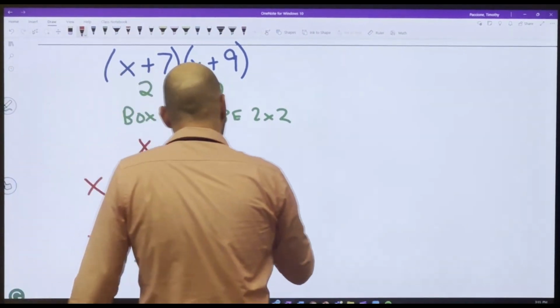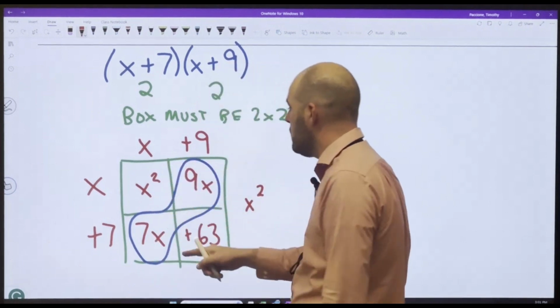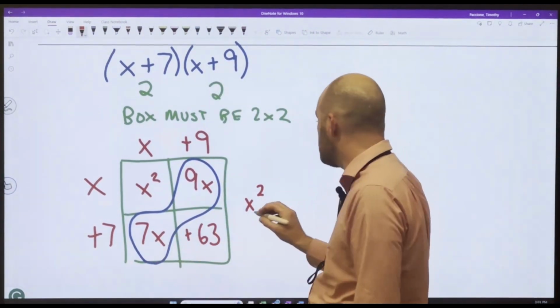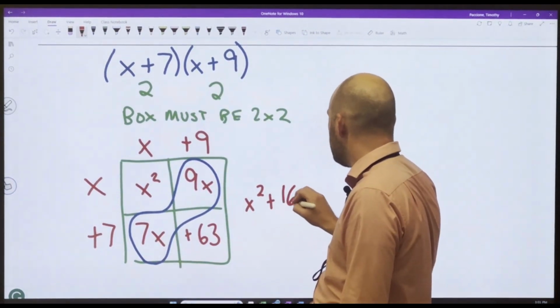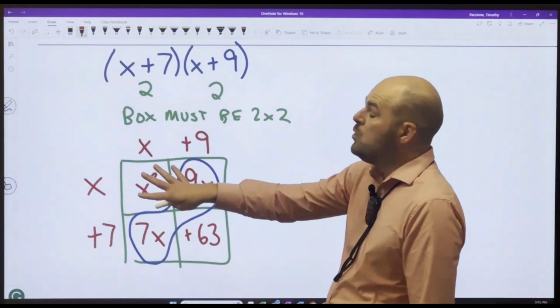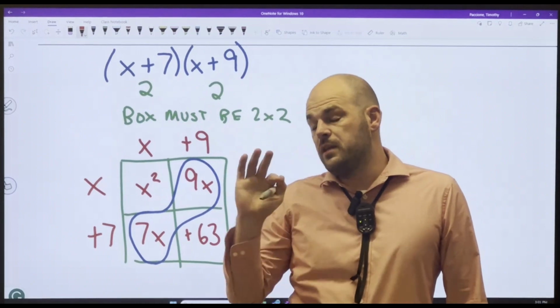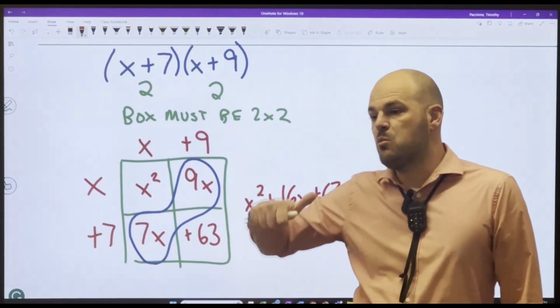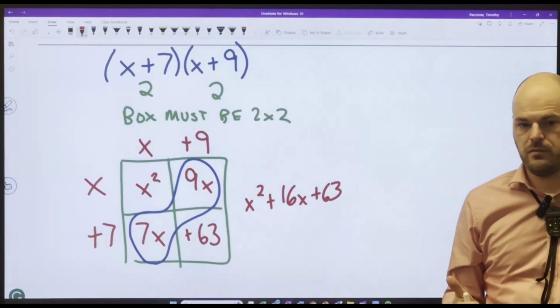All right, so then I bring it all together. I say, well, x squared by itself, 9x and 7x are together, so that's 16x, and 63 is by itself. Okay, so you can choose the FOIL method if you like, but I'm going to show you a problem where I really suggest the box method.